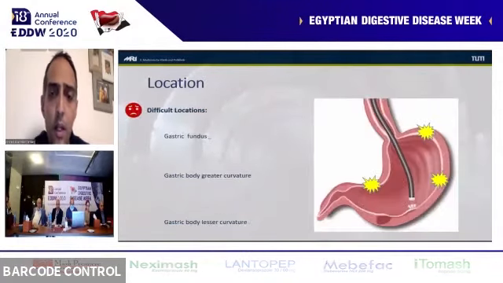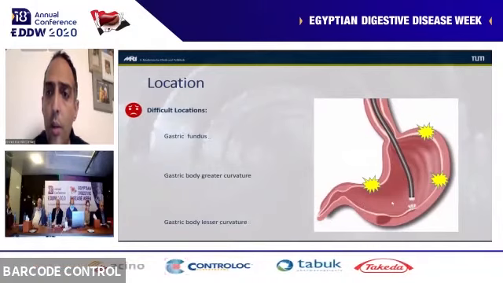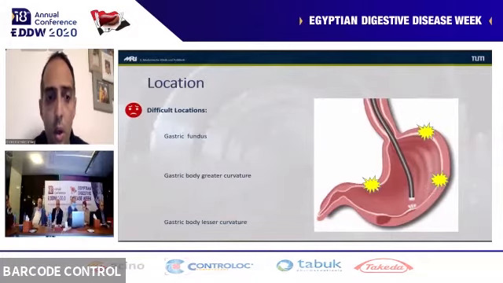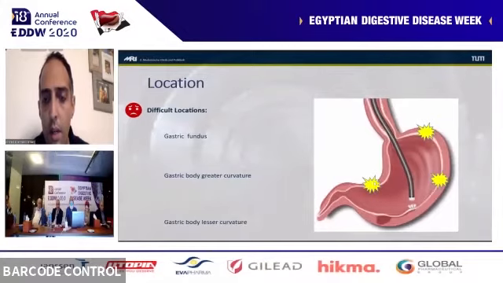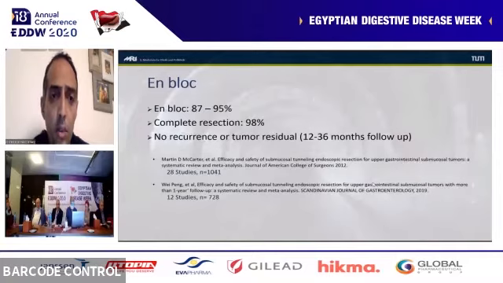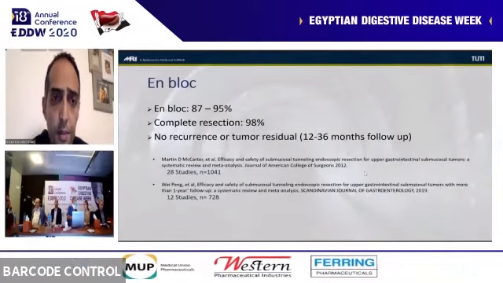Bad or difficult locations are where we don't have a stable position for the endoscope. Namely the fundus, the greater curvature of the body, or the lesser curvature of the antrum, because of instability. En bloc resection is also another entity. In the literature it is between 87 and 95%.